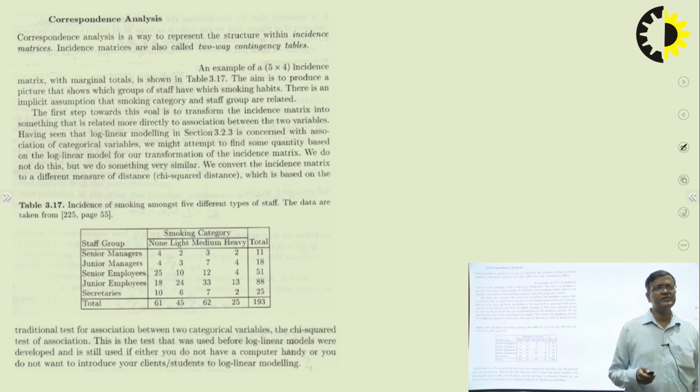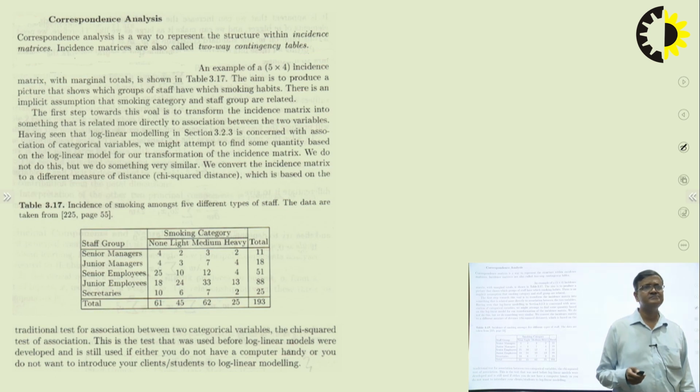Here our aim is to produce a picture that shows which groups of staff have which smoking habits. So there is an implicit assumption that smoking category and staff group are related. So we have to find the association between the variables in the given matrix.